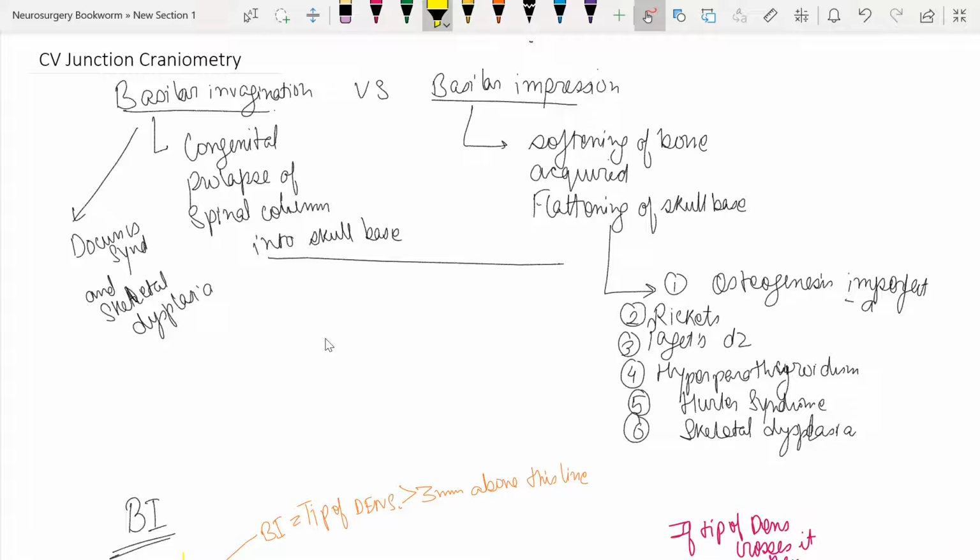So, basilar invagination is a congenital form of occipital hypoplasia which manifests by prolapse of the spinal column into the skull base, whereas basilar impression is upward displacement of the dens due to acquired softening of bones at the base of the skull, leading to skull base flattening.